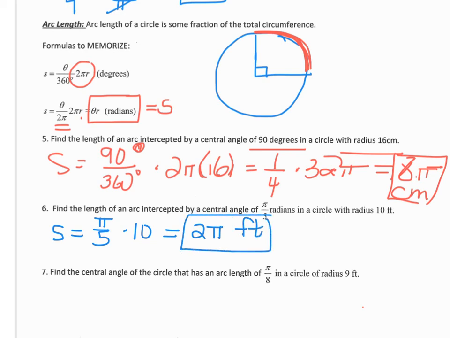All right, you guys try number 7, same kind of idea, except this time I'm giving you an arc length and you're solving for theta. So you try 7.